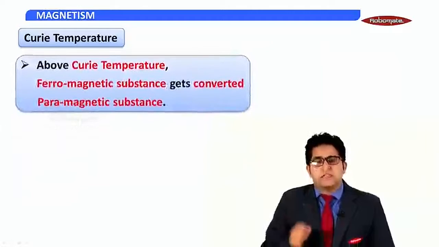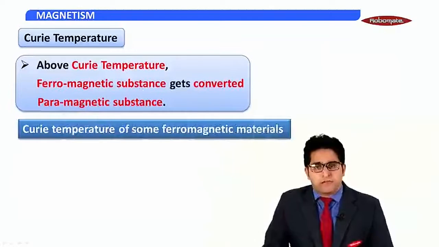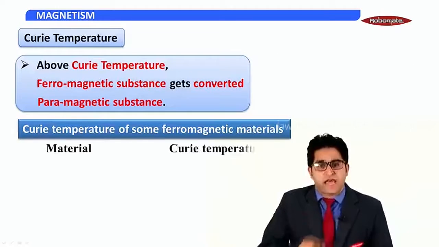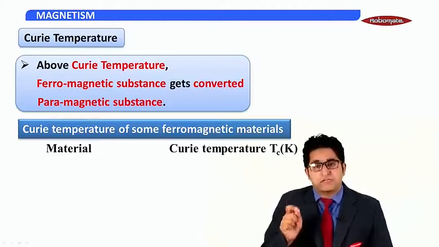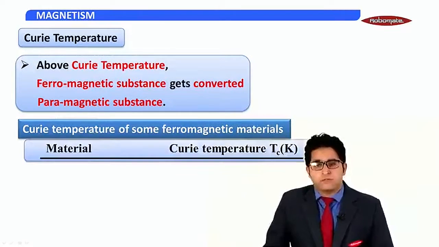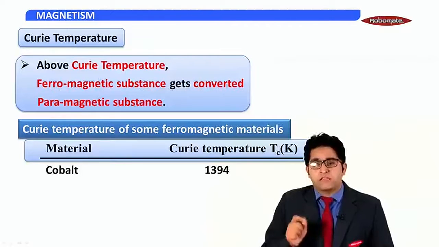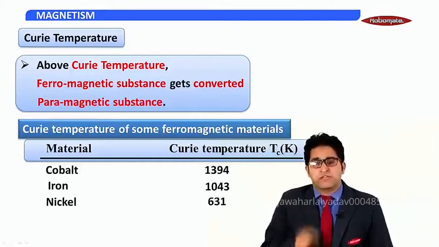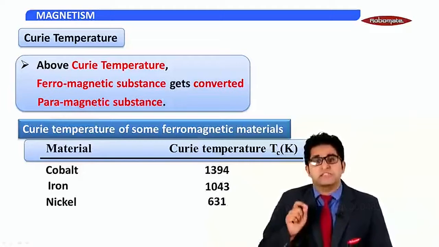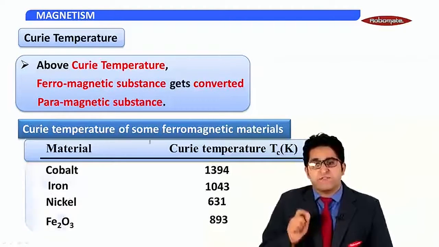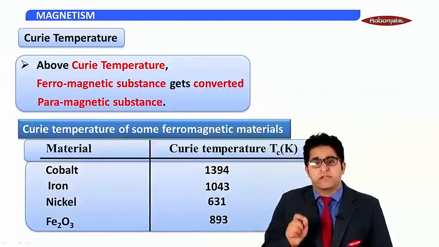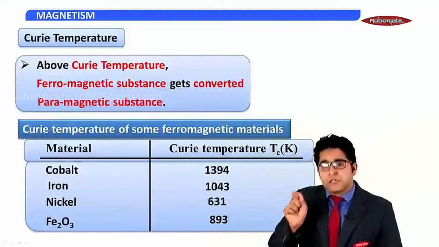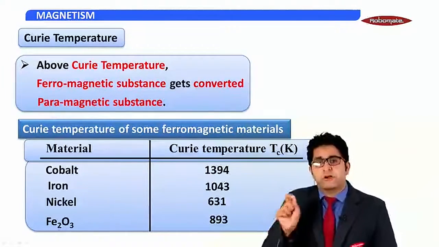Right? Now let us see various examples of ferromagnetic materials and their Curie temperatures. On the left we'll have the material, and on the right hand side we'll have the Curie temperature in Kelvin. The first example is cobalt, and the Curie temperature is 1394 Kelvin. Next example is iron, and the Curie temperature is 1043 Kelvin. Next is nickel, and the Curie temperature is 631 Kelvin. And last is Fe2O3 or ferric oxide, and the Curie temperature is 893 Kelvin. From this table you can infer that Curie temperature is different for different materials.